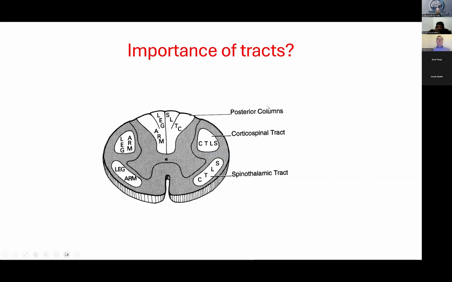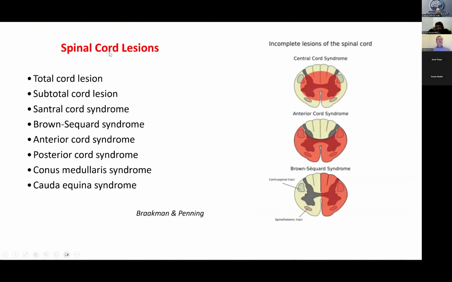In general looking, posterior columns are for deep sensation, position, and vibration sense. Corticospinal tract is for motor representation of the pyramidal tract. Spinothalamic tract is for pain and temperature sensation. And after learning this anatomy, spinal cord lesions, which was described by Brackman and Penning, is central cord syndrome, anterior cord syndrome, and Brown-Séquard syndrome can easily be understood.